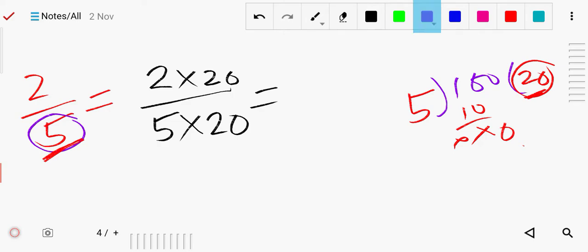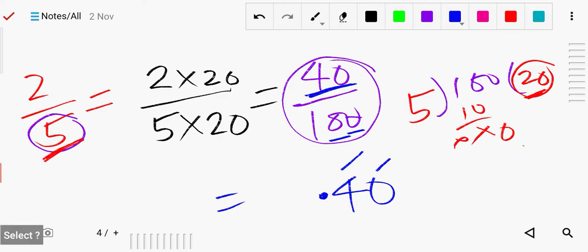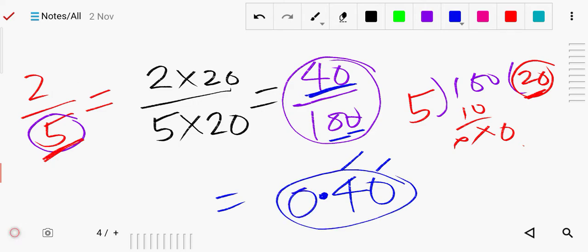Okay, now 2 into 20, so it will be 40. Here 100. So now you got 40 by 100. Now you have to change to decimal. Same process, you write the same 40 here. Now count how many zeros are there. 2 zeros. Count from here right to left. 1, 2. Then after that put the point and write 0. Your answer is 0.40.